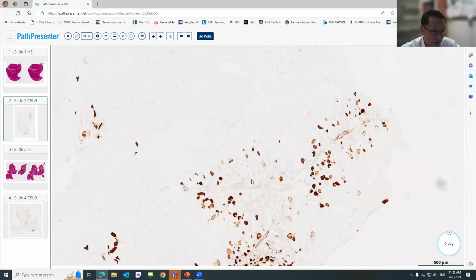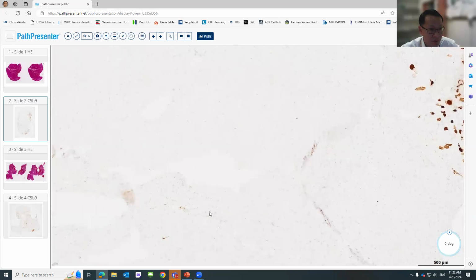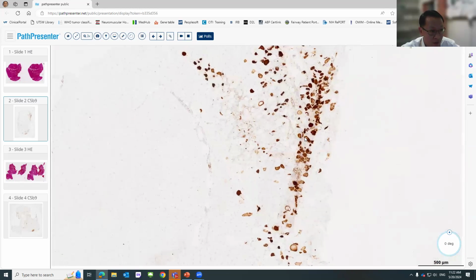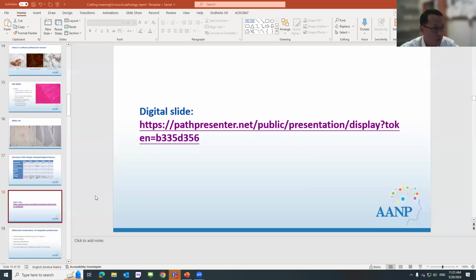So that is different from the NXP2 variant. And same thing up here. Here's another focus of perifascicular necrosis, and you can see it's located nearby a vessel. Okay, so let's get back to our presentation.